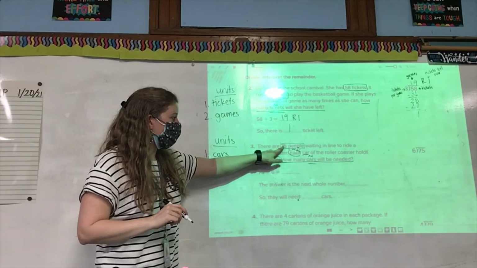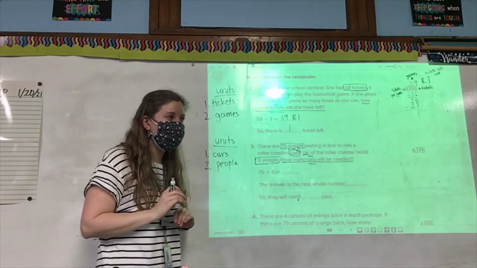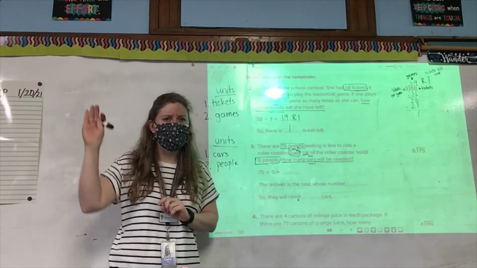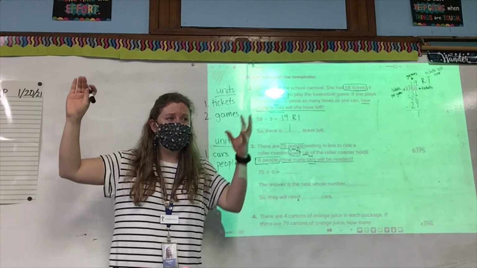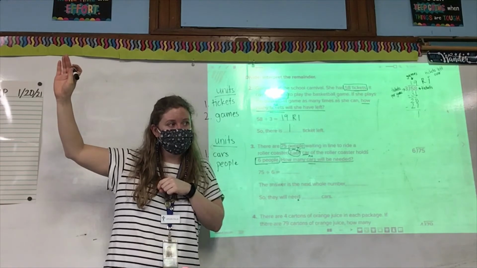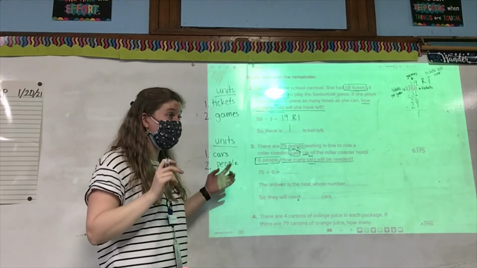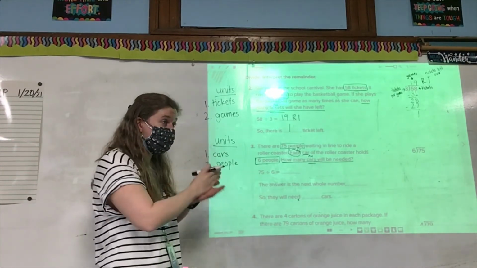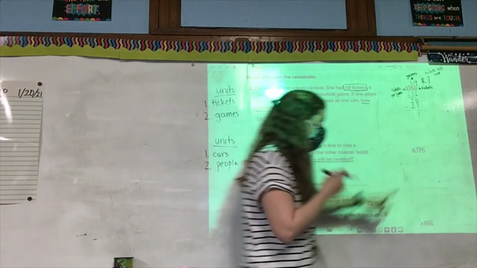So that means my larger number is 75. I have 75 people. I'm putting them into groups of what? Zadie? 6. So I know I'm taking 75 people and dividing them into groups of 6. So let's look at our equation.